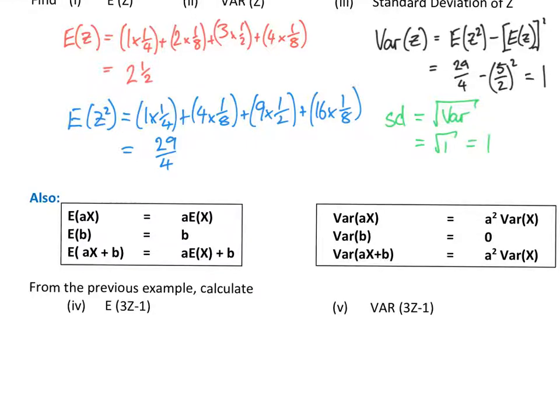So when we look at this E of 3z minus 1, the expected value of 3z minus 1, we found the expected value of z to be 2.5 up here. So that makes life quite easy, because rather than multiplying every value by 3 and then taking 1 away from it, we can just say that this is equal to 3 times the E of z, take away 1. And 3 times, well, we worked out the E of z was 5 over 2, take away 1. And when we do that, we get 13 over 2.